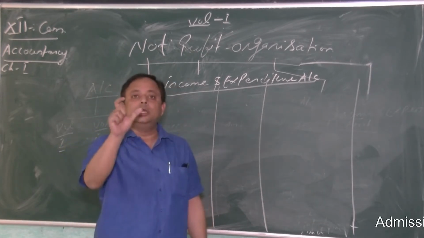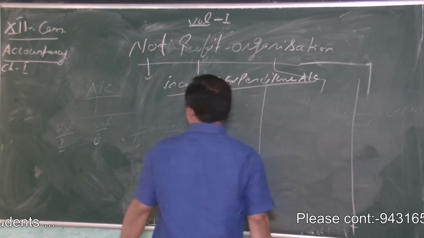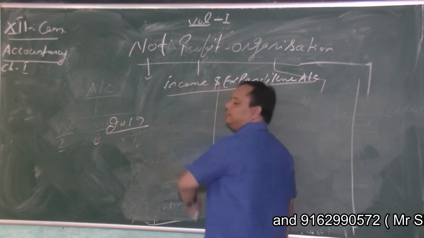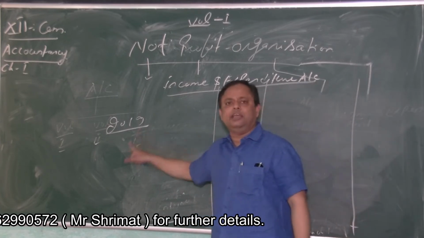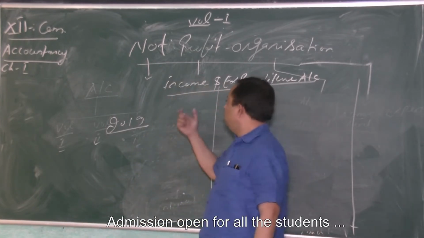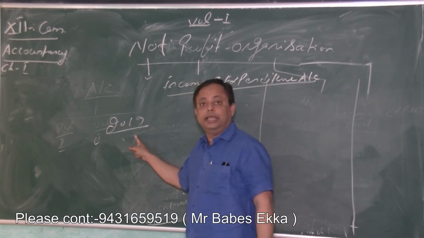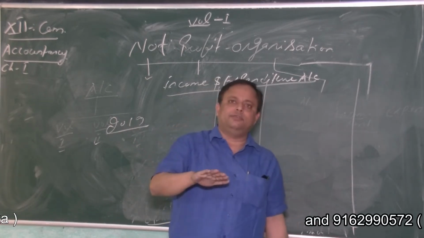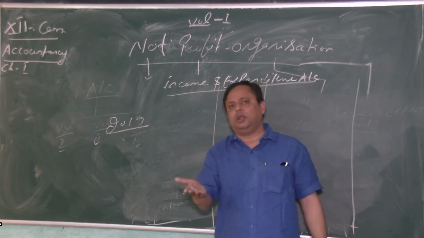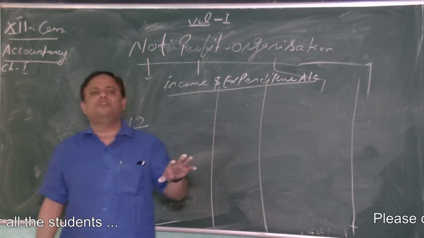Next, items related to the during the year are recorded. What do you mean by during the year? Suppose that you have to prepare the income and expenditure account of 2019. Here, 2019 is your present year, your current year. So you record in the income and expenditure account those items which are related to 2019, whether you have received them or not. Either received or not received, you record them.